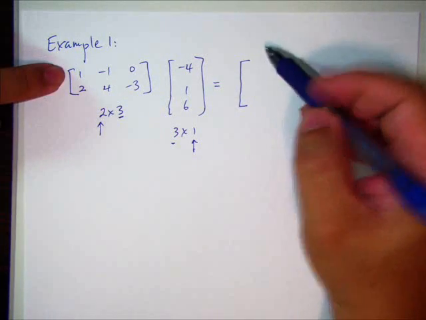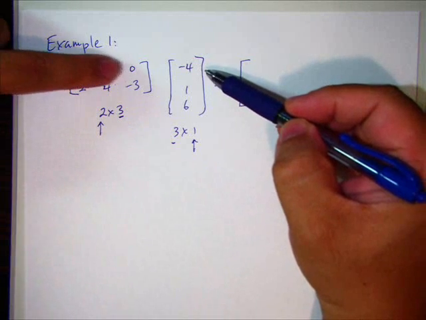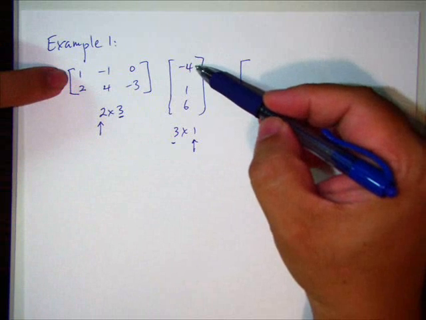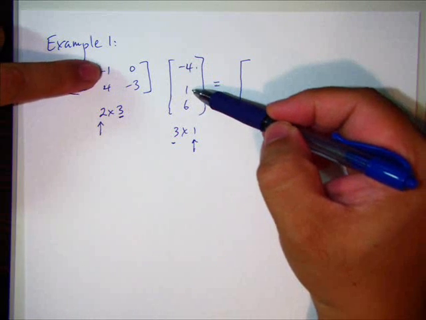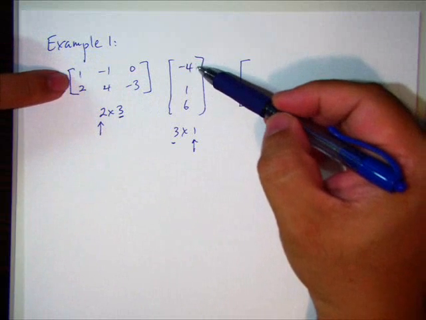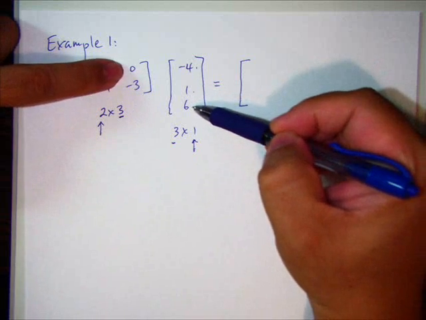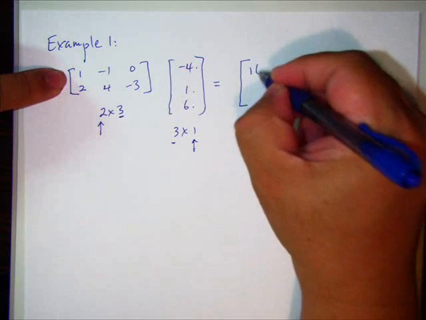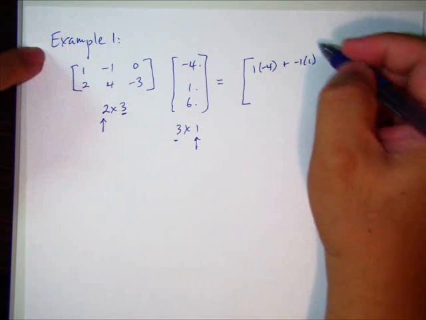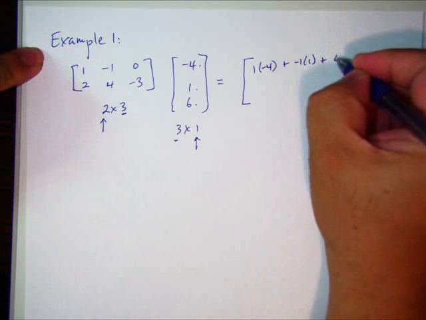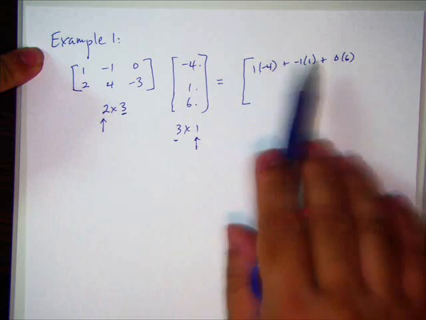Alright, and this is how we're going to calculate it. We're going to go along the row of the first matrix and follow the column of the second matrix, multiplying and then adding the products. So we're going to say 1 times negative 4 plus negative 1 times 1 plus 0 times 6. Okay, I'm going to write it out here. And that's all going to be combined together to make one element.